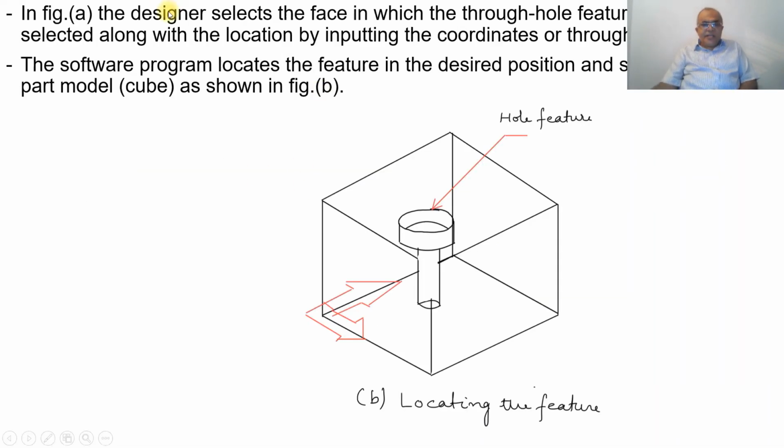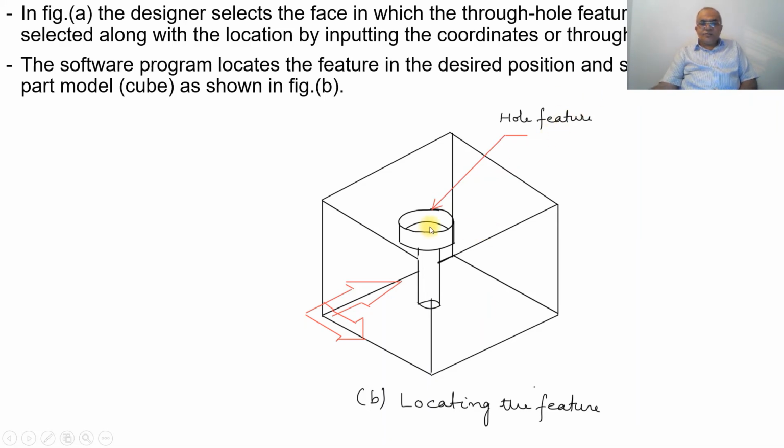Then in figure A, that is the space where the through hole feature is to be selected, along with the location by inputting the coordinates or through the mouse. The software program locates the feature in the desired position and subtracts it from the part model of the cube, as shown in figure B. So this is how you get the hole feature when you go for feature-based modeling. This is locating the feature here.